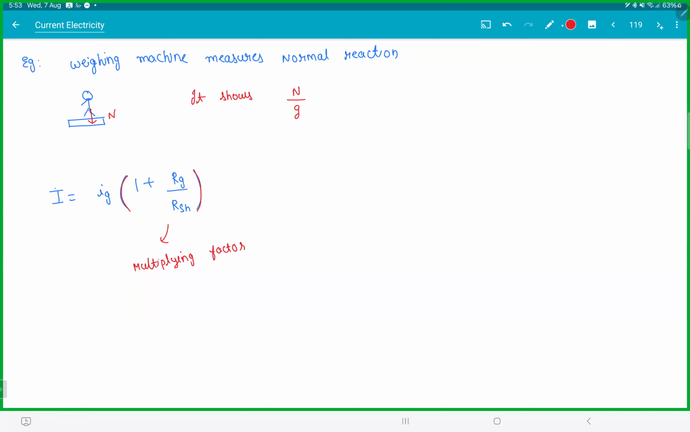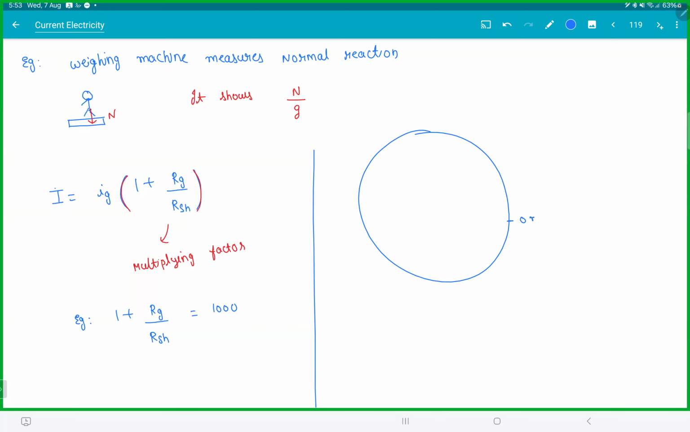Now, for example, let's say 1 plus Rg by R shunt. Now, see, this is in your control. You can put whatever value you want for shunt, and let's say I get this value as 1000. So what you did, your galvanometer, let's say this is showing 0 milliampere, 1 milliampere, 2 milliampere, 3 milliampere, and let's say 4 milliampere, and so on. This is your Ig.